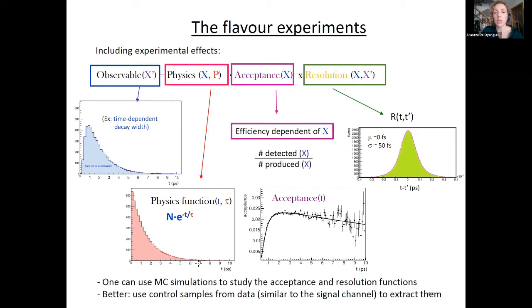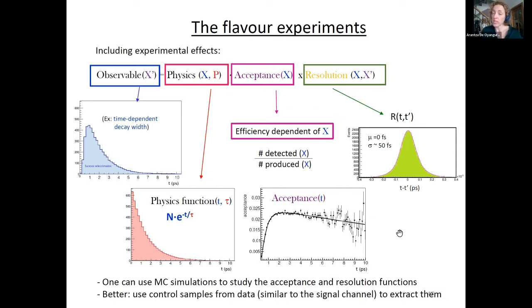But when you are measuring, you have two important things that you have to take into account. One is the acceptance. The acceptance is just an efficiency which depends on the variable that you are interested in. So it is just the number of detected events divided by the number of those that are produced. Here our x observable is the time, and this is the acceptance as a function of the time. In the case of an ideal detector that selects all the information, you will have something which is completely flat and at one, so you will have 100% of the events, not depending on the time.